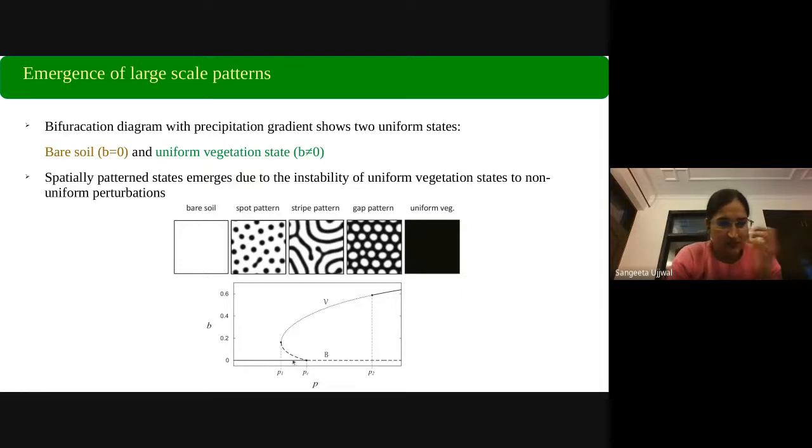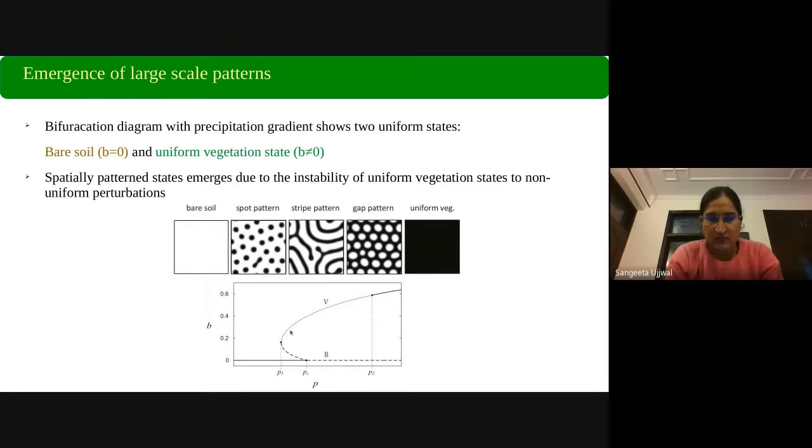And as we increase the precipitation, this bare soil solution becomes unstable. It exists, but it is unstable. And a vegetated state bifurcates from this solution. Depending upon other parameters, this vegetated state can have different patterns, or it can be a uniform vegetation state.